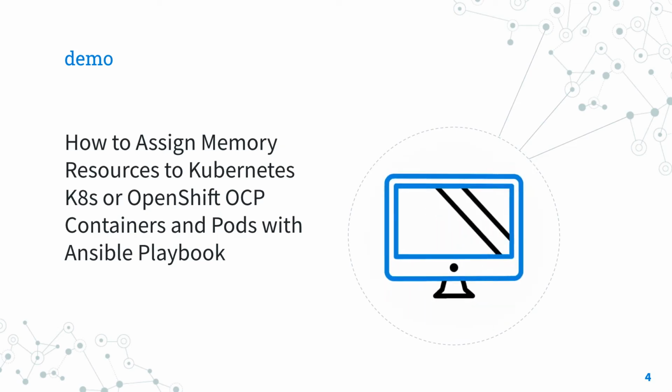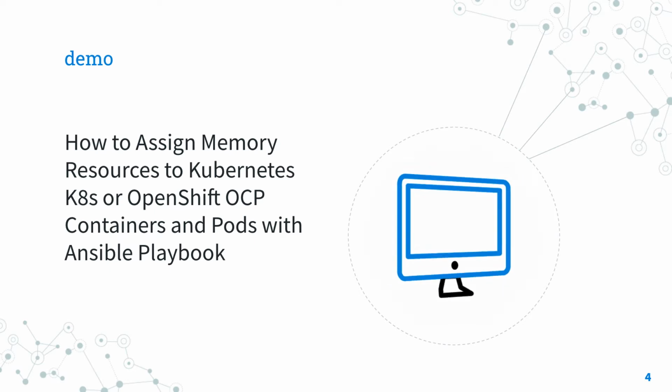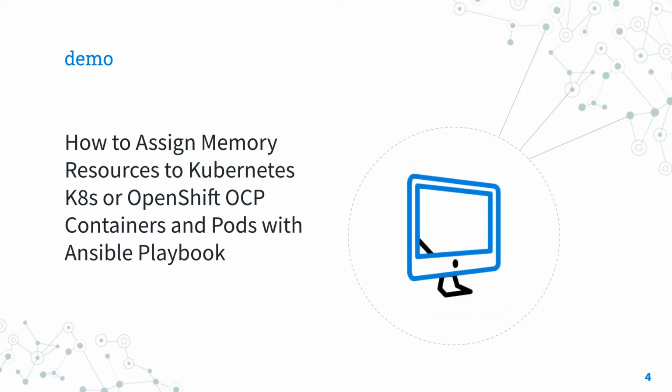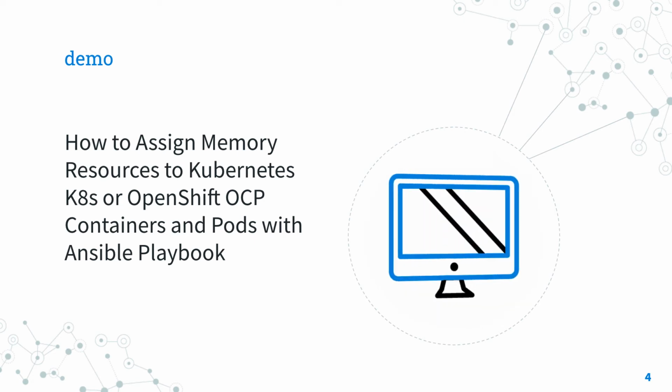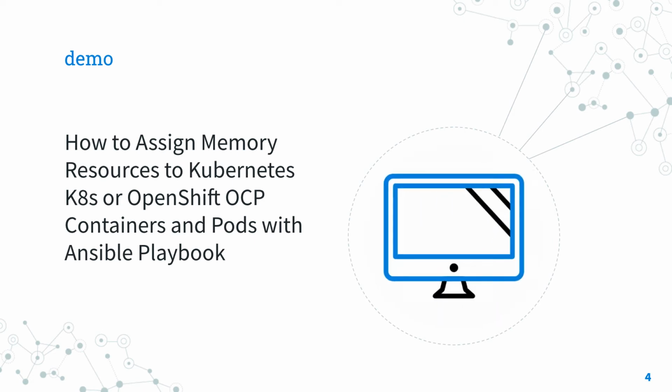Demo time. How to assign memory resources to Kubernetes or OpenShift container and pod with Ansible playbook. I'm going to create a pod that has one container. The container has set a memory request of 100 MB and a memory limit of 200 MB. During the execution, the container attempts to allocate 150 MB of memory. So, pretty legal. Are you ready to have fun?